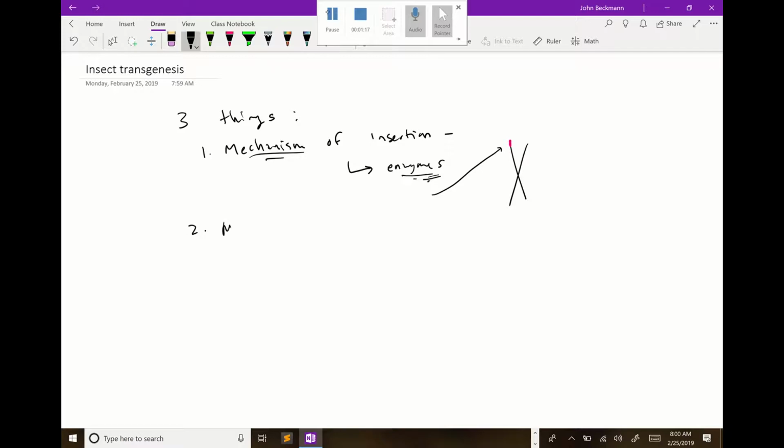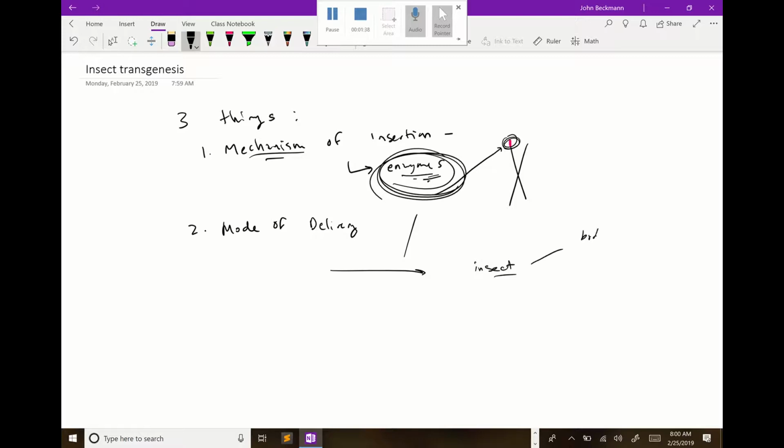Okay, you need a mode of delivery. So that means you need a vehicle in which to get these enzymes that you need and the thing that you're going to insert. You need a vehicle to deliver that to the insect. Maybe that's going to be the insect body, or maybe that's the insect egg, depending on different contexts, but you need a mode of delivery. So we'll talk about different modes of delivery.